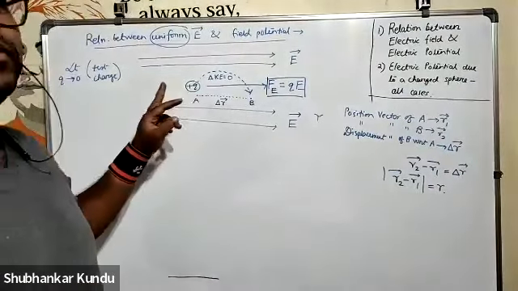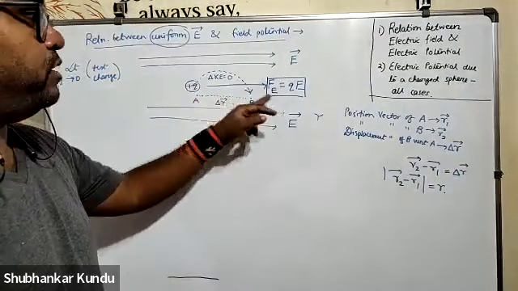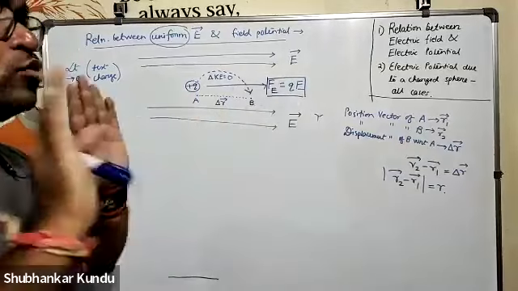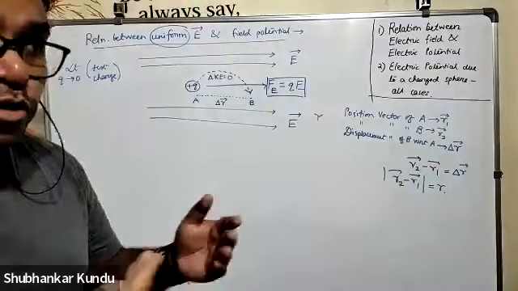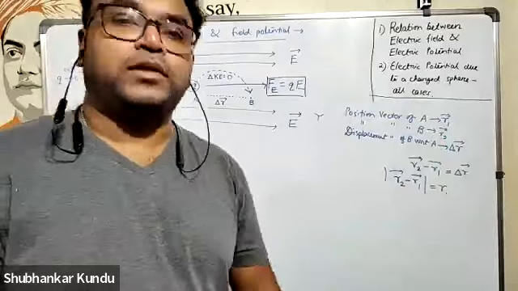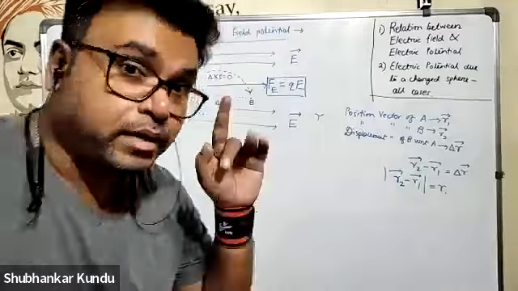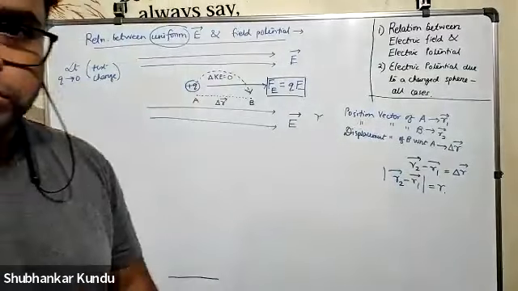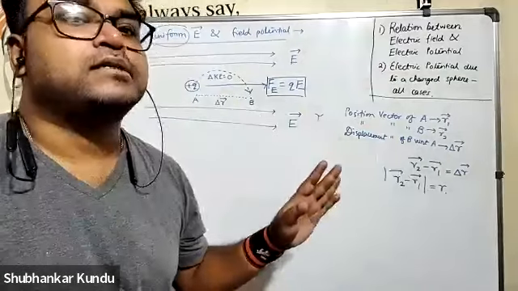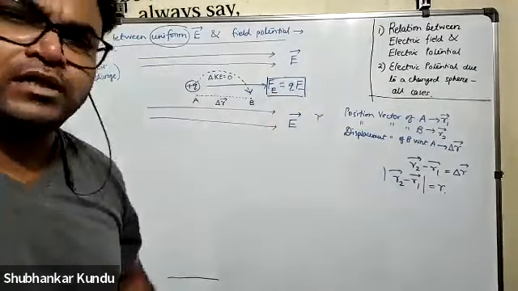Say you kept this charge at rest. Because of this field, it is having a force of Q into E. This QE will try to push the charge in this way, and gradually the charge will start accelerating. Acceleration means change in velocity. So Q will have a change in velocity. But our target is to keep the kinetic energy constant. To keep the kinetic energy, half mv square, constant, we cannot let v change. But this QE will let v increase or decrease.